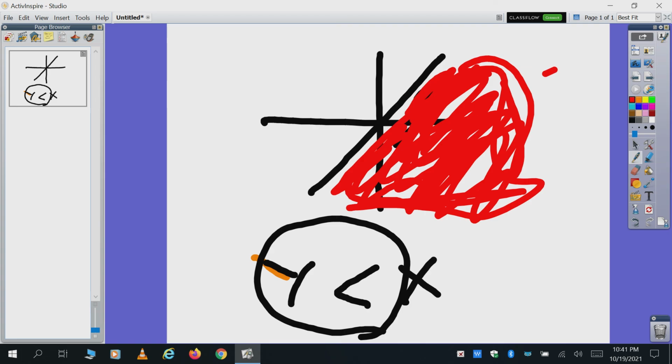So that's basically it when it comes to knowing how to shade and knowing when you're going to have a dotted line and a solid line.